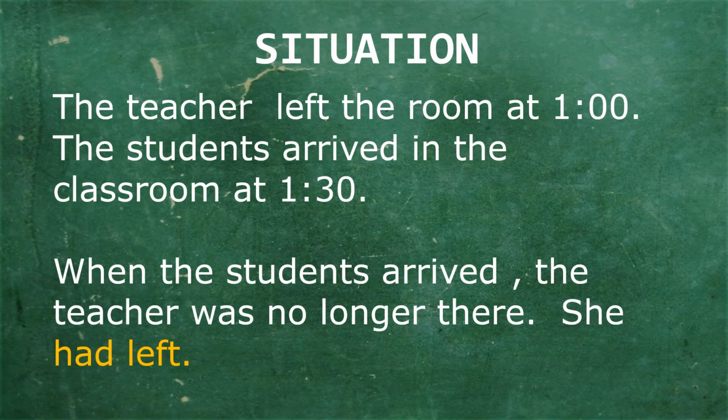So in what situations do we use the past perfect tense? For example, the teacher left the room at 1 o'clock in the afternoon. The students arrived in the classroom at 1:30 in the afternoon. So when the students arrived, the teacher was no longer there. She had left. So there are two actions in this sentence. The first is the teacher left the room and the second is the students arrived. So in this scenario, we can express this using the past perfect tense.